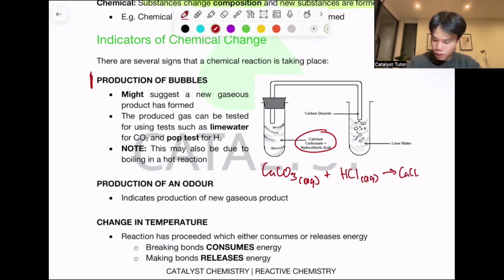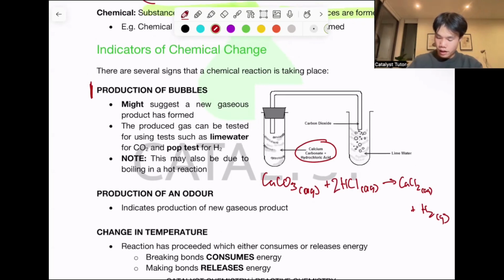CaCO3 goes to CaCl2, and H2. So this would be balanced and we're fine. So from this chemical reaction, why have we made bubbles? It's because we made a gas. Because the chemicals that we started with have changed in composition, and the things we end up with are not only of a different composition, they're of a different state. So sometimes the products you make will be a different state, and you can see that visually with bubbles.